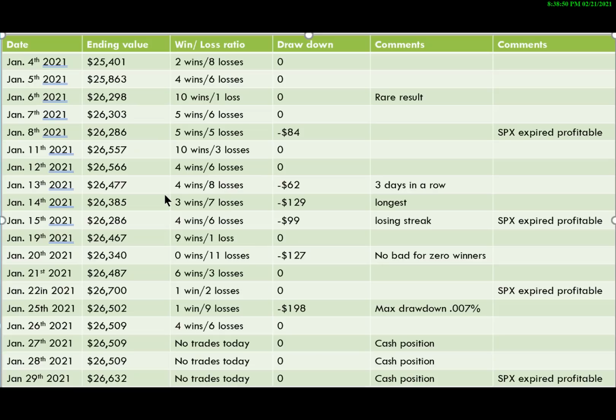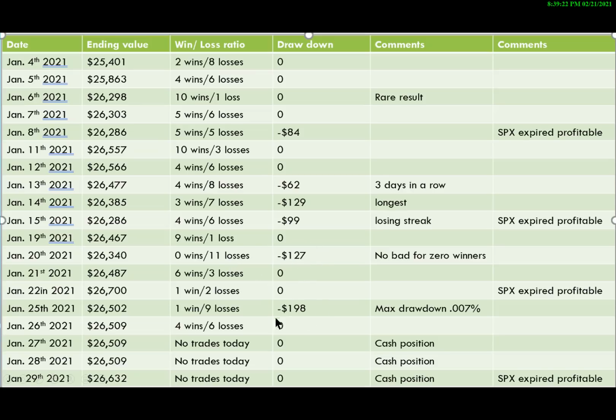It is focused on risk management, and that is the key. So you can see right here, this was our 3 days of losses, 3 down days right here. That was our longest losing streak in all of January, 3 days in a row. And this day right here, even though we were down $129, not too shabby, not too bad for having a day where everything we touched lost money. Everything. 0 wins, 11 losses, right? And yet you're only down $129.